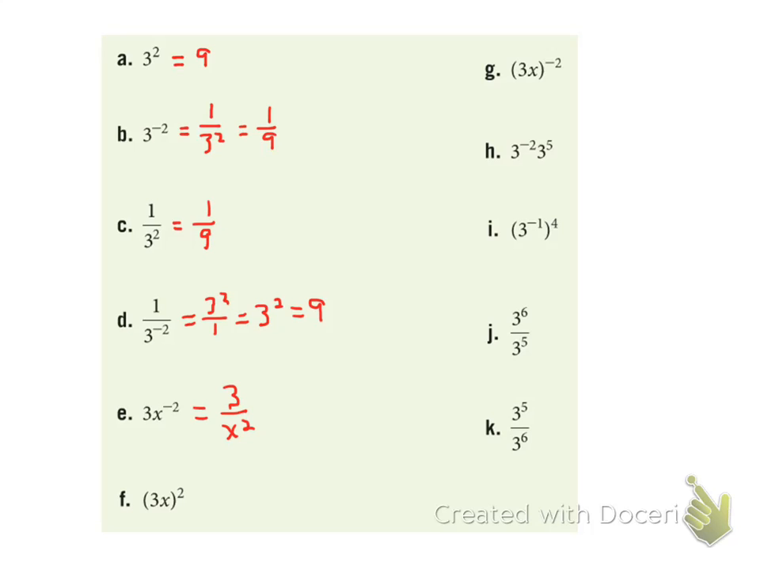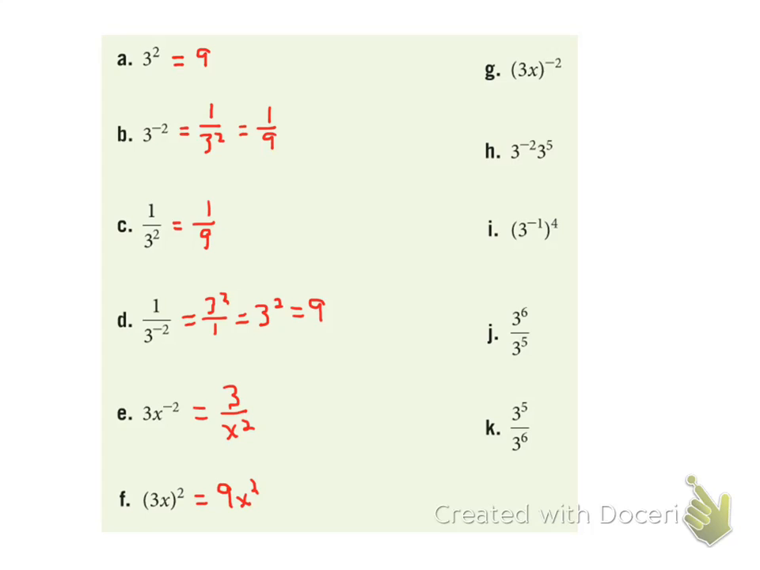How about F, Cody? Is it 9x? You're close, very close. You're right that you have to square the 3. That will give you 9. You did square the x too? Yes, you have to square the x as well. So 9x squared. This is when we have to distribute the exponent on the outside.